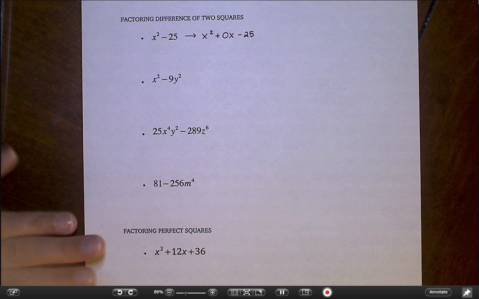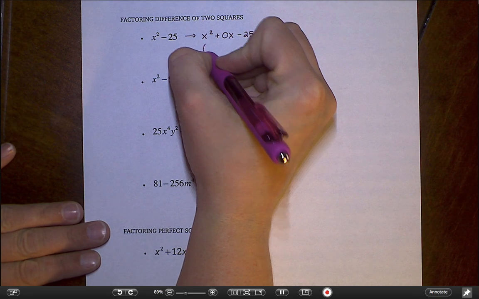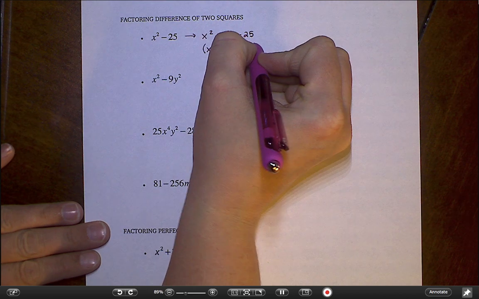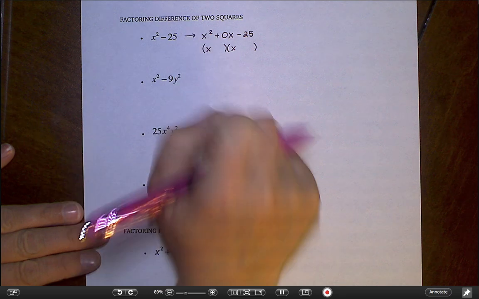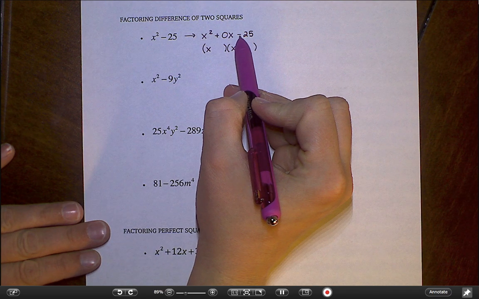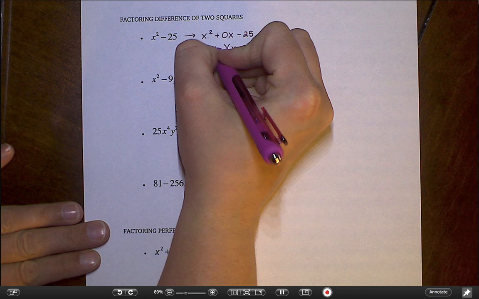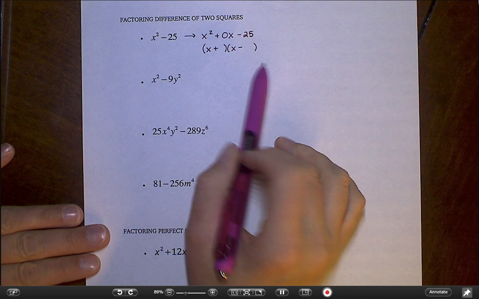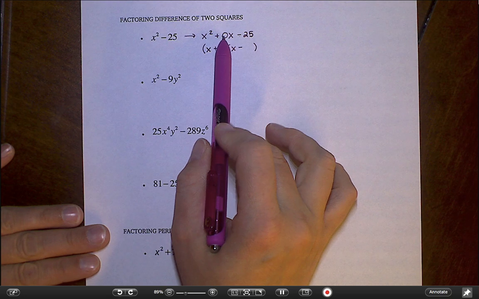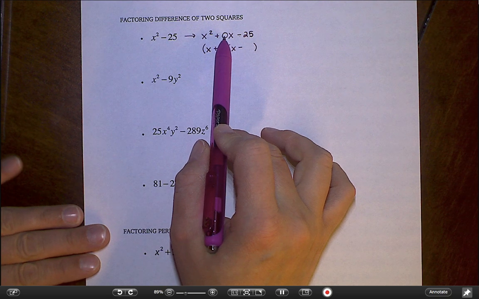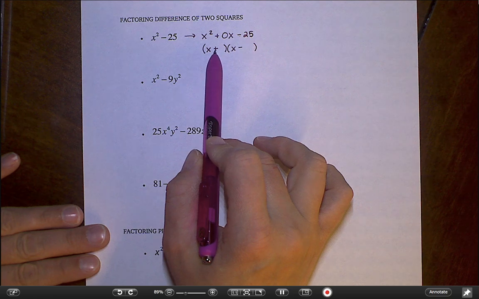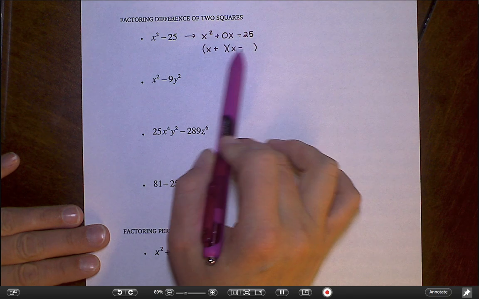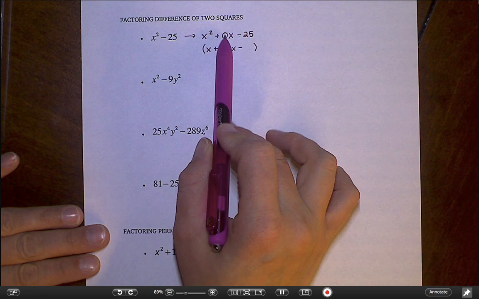So now, if I approach it like we did yesterday, I'll have x and x, because the x and x give me my x squared. I have a negative sign here, which means I'm going to need one positive number and one negative number. And then I want to think about, how do I multiply to make 25 and add to make 0? Well, the adding to make 0 is possible because I have one positive and one negative. As long as these two are the same number, I should be able to make 0 in the middle.